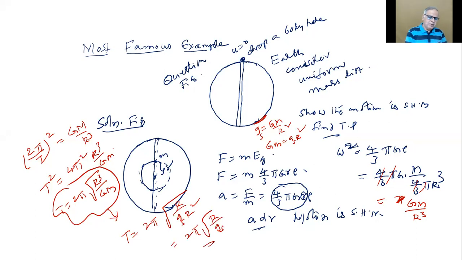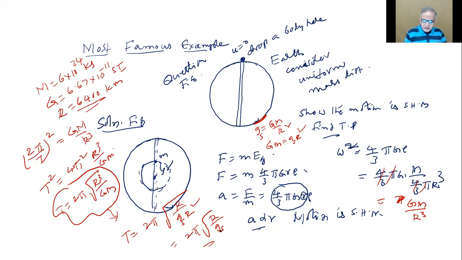Look, for Earth, the mass is 6 into 10 to the power 24 kilograms. G is anyway 6.67 into 10 to the power minus 11 SI units. R for the Earth is 6,400 kilometers approximately. All this you put and calculate. Or you can calculate in terms of this also: 9.8, you can put here, and 6,400 kilometers you can put here. Whichever way you calculate, you'll find that T equals approximately 84 minutes, approximately 5,000 seconds.